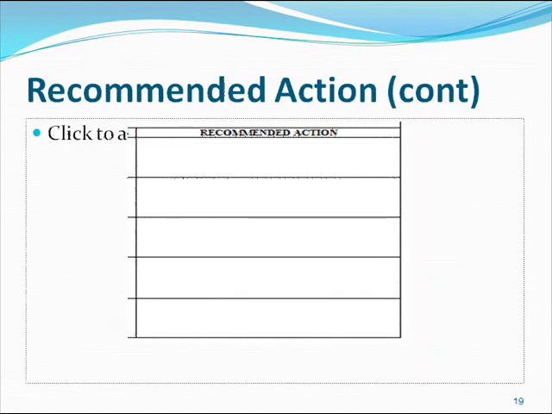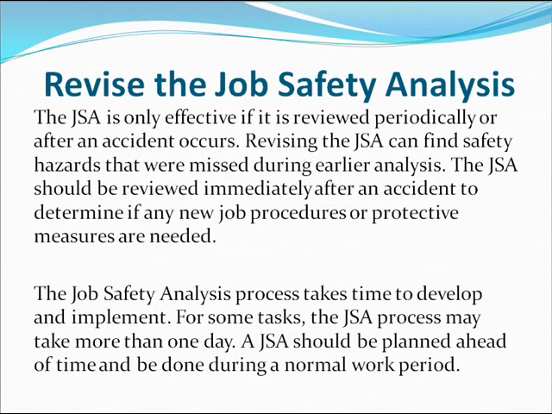Okay. Take a moment to review the recommended action section of the JSA. Revise the job safety analysis. The JSA is only effective if it is reviewed periodically or after an accident occurs. Revising the JSA can find safety hazards that were missed during earlier analysis.